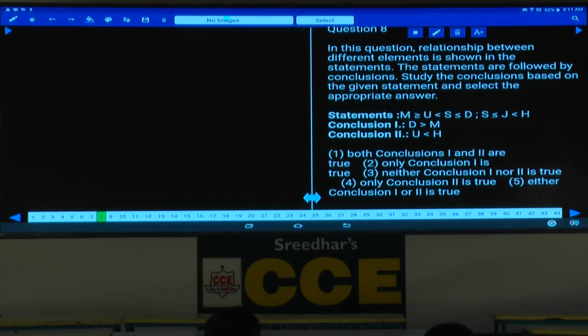Then coming to the second one, the relation between U and H. U is here and H is here. What is the letter which is common? S is common. U lesser than S, S lesser than H. And the symbol which is common is lesser than. U lesser than H is definitely true. Only 2 follows, and it is given in choice 4. Hence question number 8, it is choice 4.